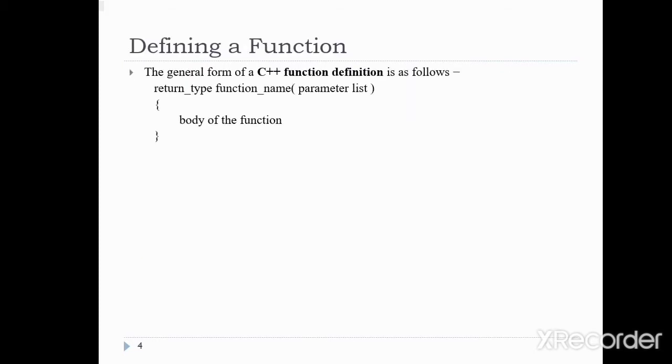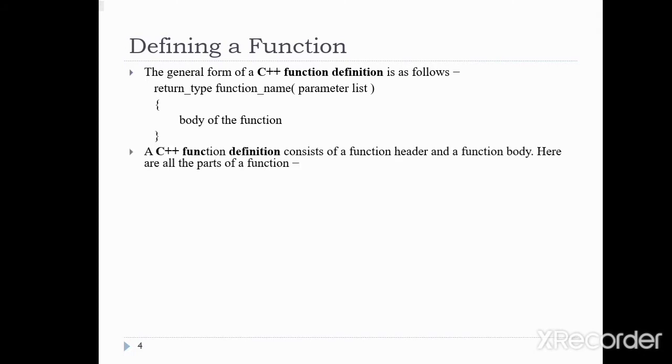So next one is defining a function. How to define a function. The general form of a C++ function definition is as follows. So return type, function name, and in brackets the parameter list, that is the argument. And next one is the body of the function. So return type, function name, parameter list, that is the argument, and the body of the function. So this is the syntax of how to define a function. Remember this, how to define a function.